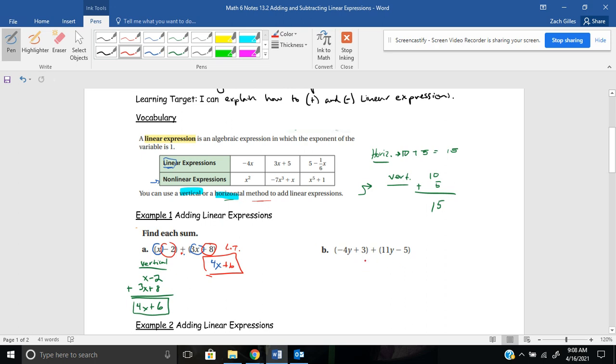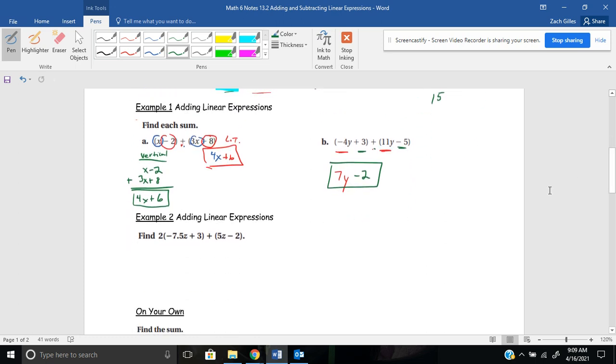I'll just pick one here for letter B. It says negative 4y plus 3 plus 11y minus 5. I'll just do the horizontal method, so I'm going to look for like terms. I have negative 4y plus 11y. Well, negative 4 plus 11 would give me 7y. And then my other like terms, I have positive 3 plus negative 5. 3 plus negative 5 would be negative 2, same thing as subtracting 2. So 7y minus 2 would be the answer for that linear expression.